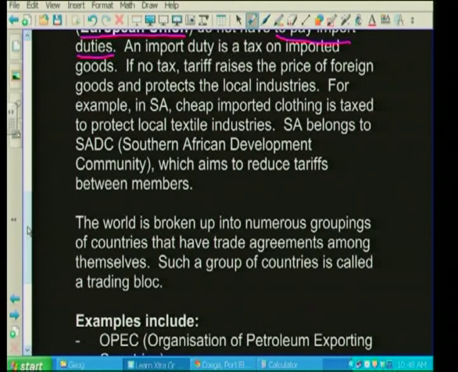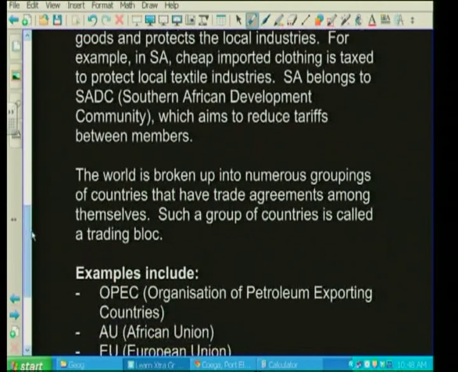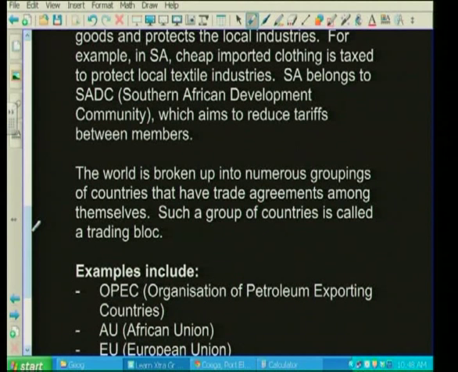For example, in South Africa, if you look at the rest of this little paragraph here, cheap imported clothing is taxed to protect local textile industries. Remember, I spoke about the Chinese and our importing of clothes from them. These days, there is that tax placed on imports so that we protect the local companies and allow them to make more money and to be sustainable and self-sufficient as well.